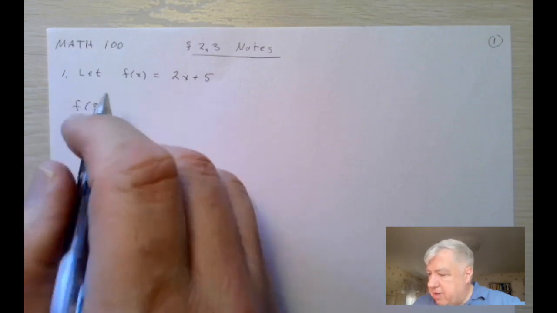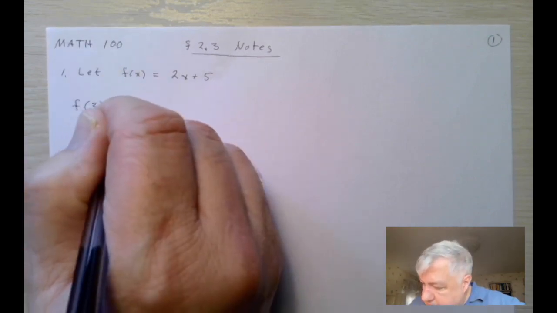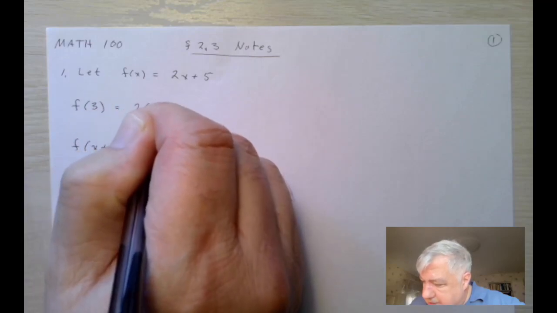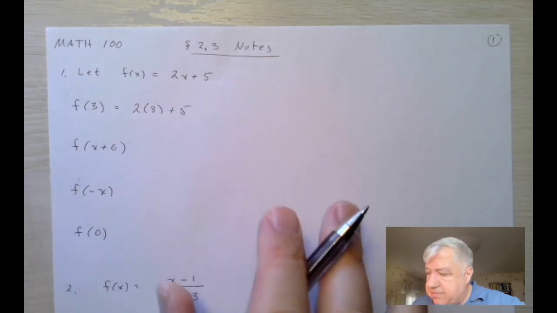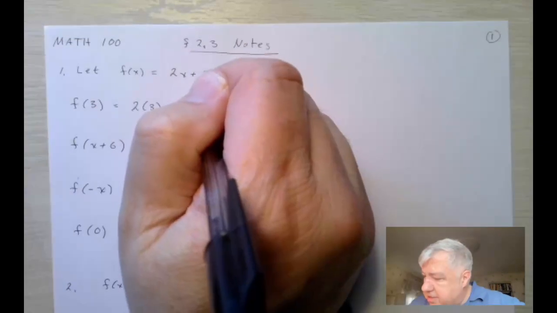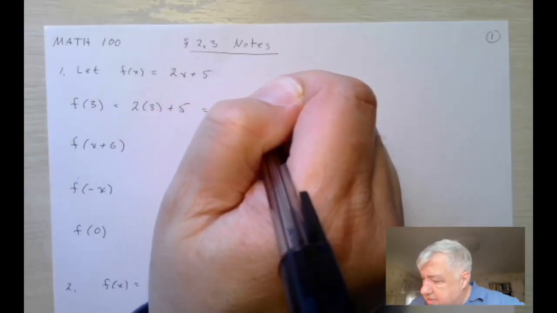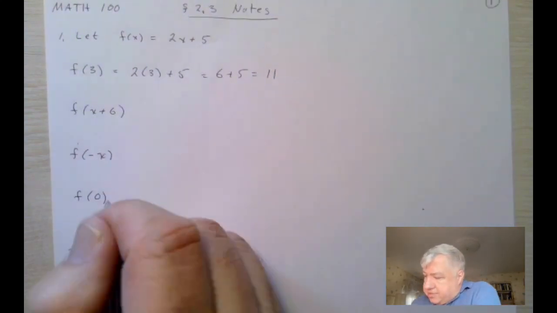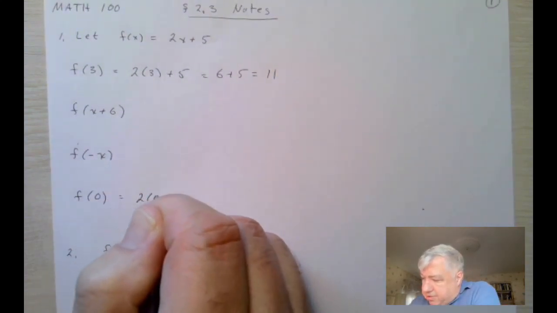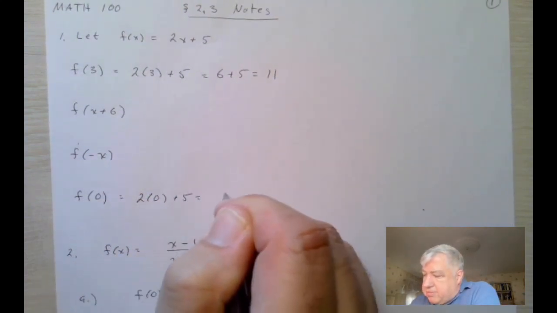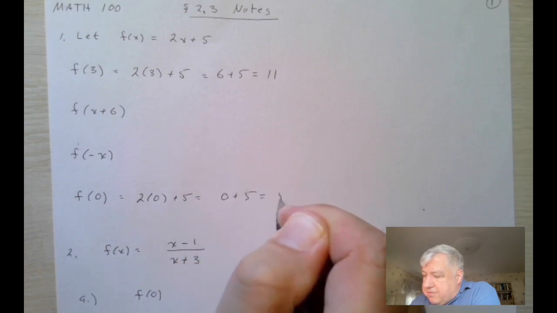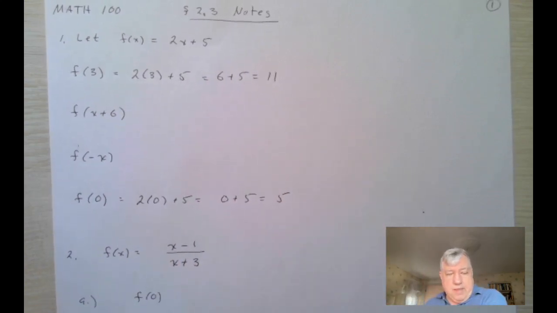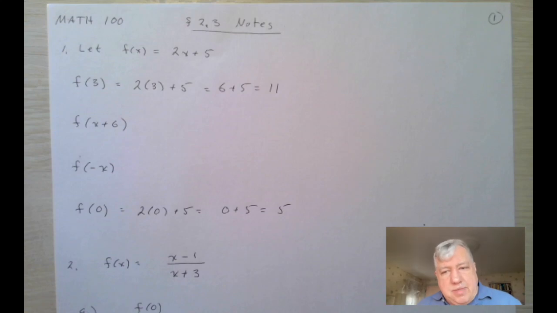So for example, f of 3 is just going to be 2 times 3 plus 5. That's 6 plus 5, which is 11. Down here, f of 0 would be 2 times 0 plus 5, which would be 0 plus 5, which is 5. Now, sometimes the input value doesn't have any numerical value, and that's okay.